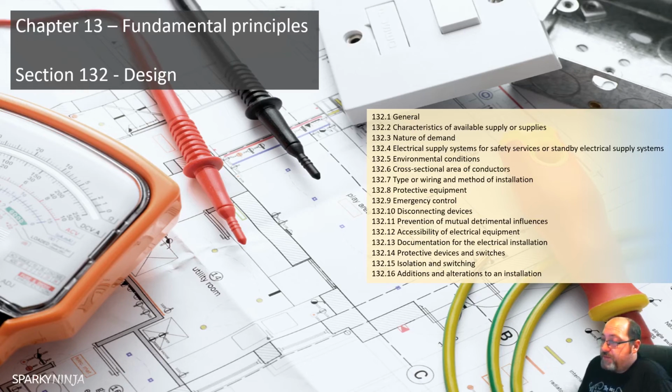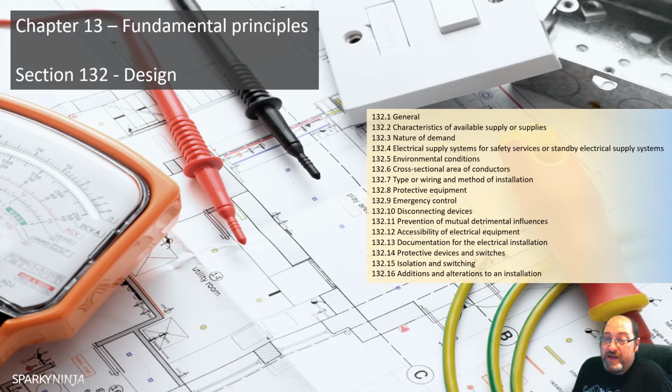Then we have protective equipment: overload, fault current, over voltage. Select equipment for all of those potentials. Emergency control, if applicable. Disconnecting devices will be provided so as to prevent switching and or isolation of the electrical installation, circuits or individual items of equipment as required for operation, inspection, testing, fault detection, maintenance and repairs. All of the above, really. Prevention of mutual detrimental influence. Accessibility of equipment. Documentation.